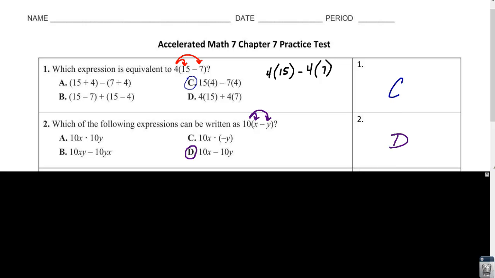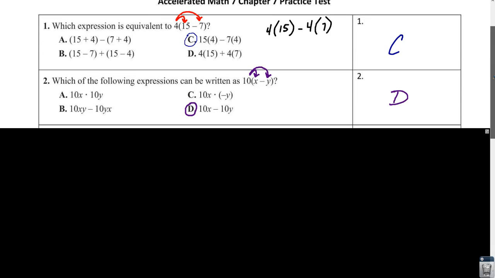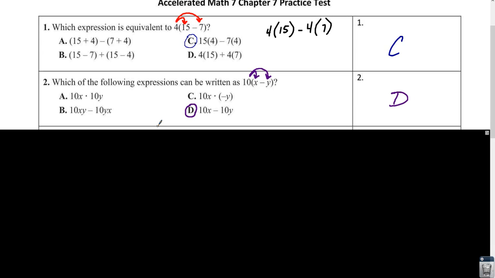Okay, number 2. Which of the following can be written as 10 times x minus y? Well, here we go. 10 times x minus 10 times y. So your answer is letter D. Problems 1 and 2 are the same kind of problems. In problem 1, everything is numbers, and in problem 2, you start getting into variables.